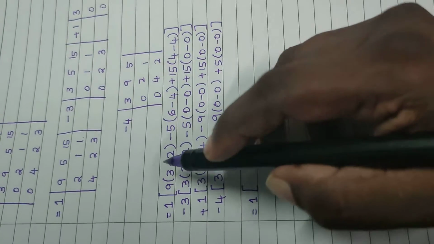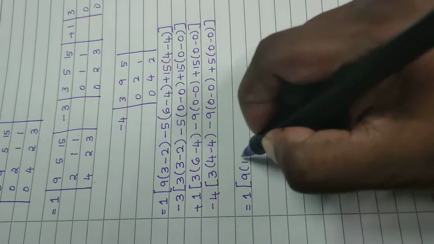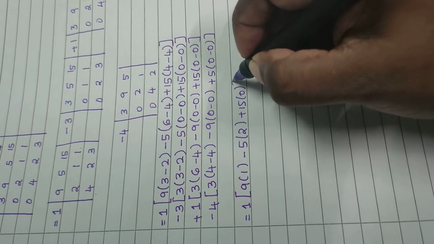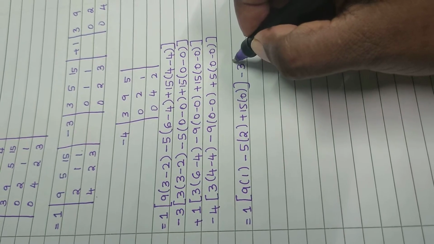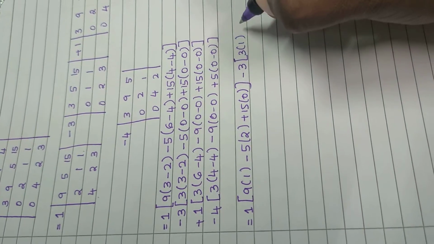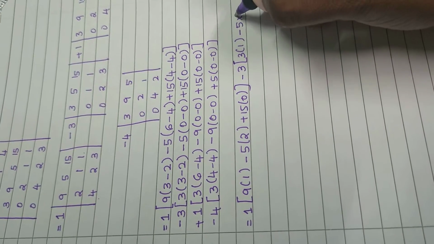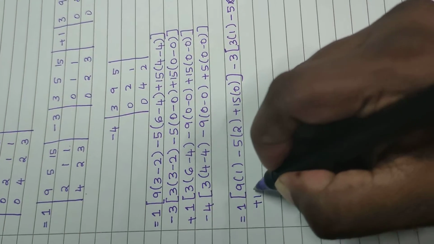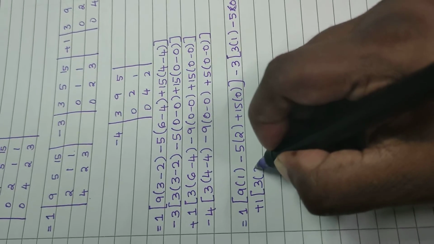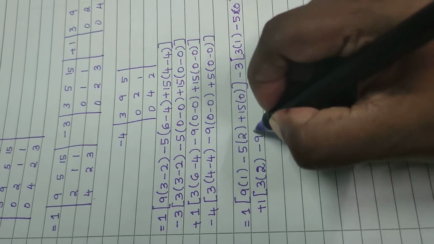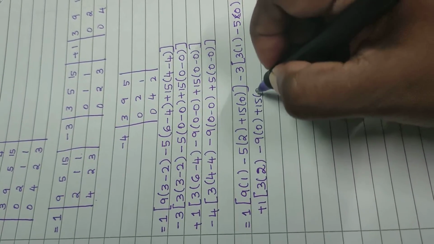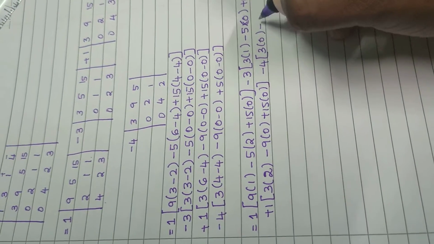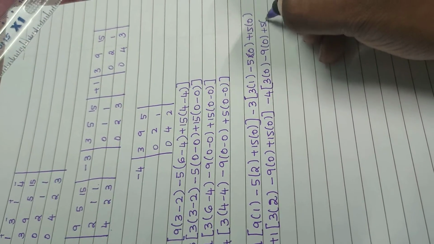So 1 into, so we'll start with the first one. 9 into 1 minus 5 into 2 plus 15 into 0, minus 3 into 1 minus 5 into 0 plus 15 into 0, plus 1 into 3 into 2 minus 9 into 0 plus 15 into 0, minus 4 into 3 into 0 minus 9 into 0 plus 5 into 0.